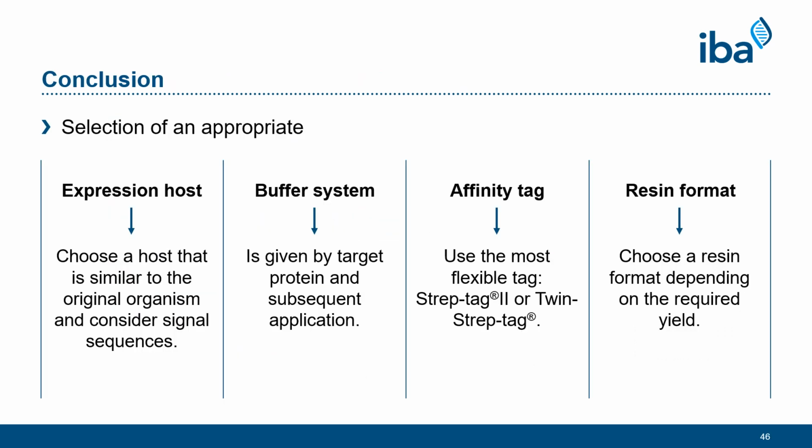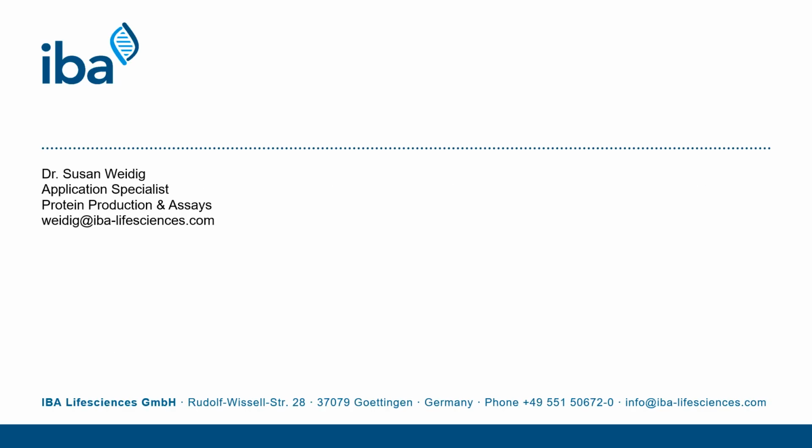To sum up, for the selection of an appropriate expression host, choose a host that is similar to the original organism and consider signal sequences. The buffer system is given by the target protein and the subsequent application. For the affinity tag, use the most flexible tag, the Strep-tag 2 or Twin-Strep-tag. And for the resin format, choose a resin format depending on the required amount.